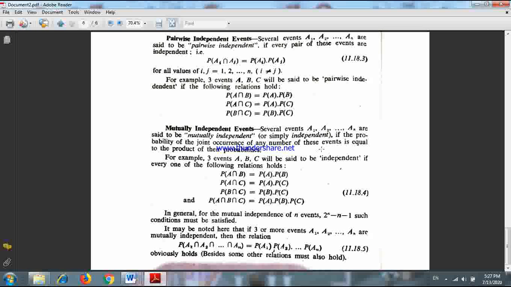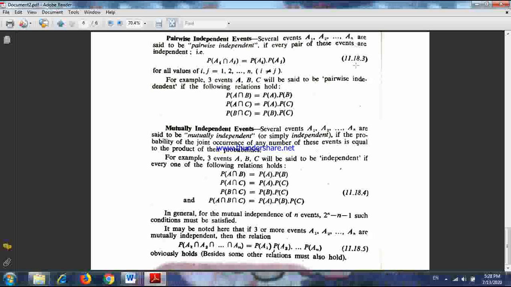Again we say that A1, A2, A3 are independent, A2, A3, A4 are independent. That means every triplet is independent. So for an example, A, B, C are said to be mutually independent if A and B are independent, A and C are independent, B and C are independent, and A, B, C are also independent. And when A, B, C are independent, P(A intersection B intersection C) equals P(A) into P(B) into P(C). But in case of pairwise independent, what happens? Every pair of events is independent.